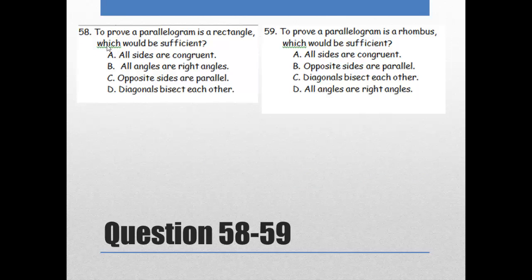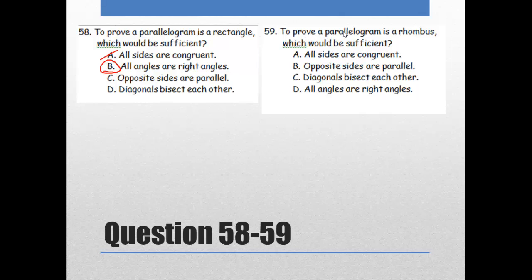Woohoo, almost done, so close. Number 58, to prove a parallelogram is a rectangle, what would you need to know? All sides are congruent? No. All angles are right angles. Ooh, that's pretty good, I like that. Opposite sides are parallel? Well, that's not enough to prove it's a rectangle. That would just prove that it's, at the very least, a parallelogram. Diagonals bisect each other. Well, that's pretty handy, but the only thing we need to know is that all angles are right angles.